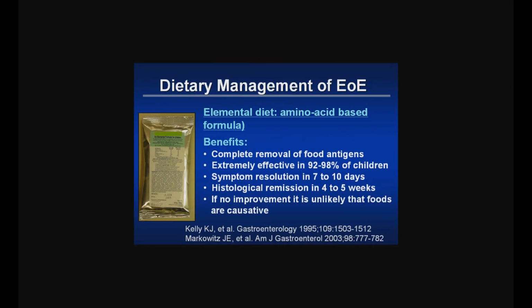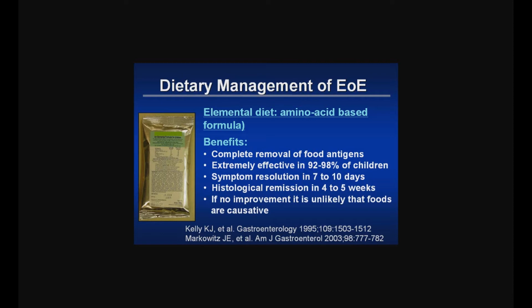So what about the different types of dietary management? Well, there's the elemental diet, again using the amino acid-based formula, as we talked about, and there's certain benefits. I mean, it's a complete removal of food antigens, so there aren't any food allergens in the elemental diet. It's very effective in the majority of children that it's been tested in, and we think it would be very effective in adults as well. A number of these patients improve within 7 to 10 days with symptom resolution. They feel much better. And if you took pieces of tissue from their esophagus, you'd find that within 4 to 5 weeks, that's normalized as well.